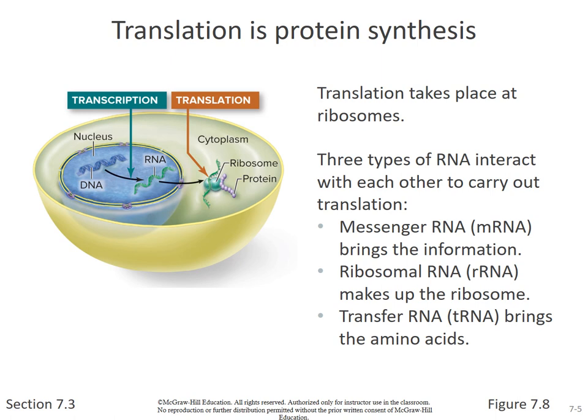There are three types of RNA, and they all interact with each other to carry out translation. Messenger RNA, also known as mRNA. This is bringing the information from the DNA out of the nucleus and into the cytoplasm. So this is the actual molecule that is being created, being copied from the DNA.